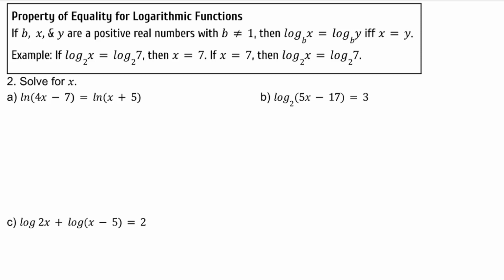That makes our first example pretty easy. Here you have ln, which is log base e, of the entire left side of the equation. And then you have ln of x plus 5 on the entire right side of the equation.